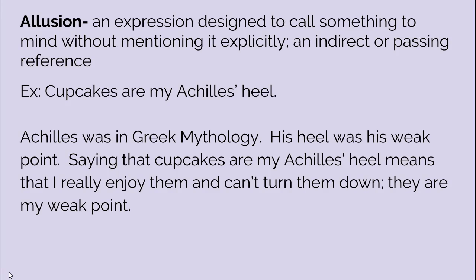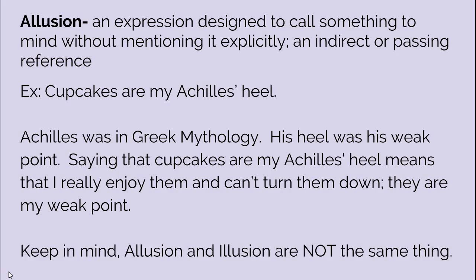So saying something is somebody's Achilles heel means it's their weakness. So when I say that cupcakes are my Achilles heel, it means I really enjoy cupcakes. I can't turn them down. They are my weak point. Now keep in mind, an allusion and illusion are not the same thing. An allusion is what we talked about here. An illusion would be something like what David Blaine does in a magic show.